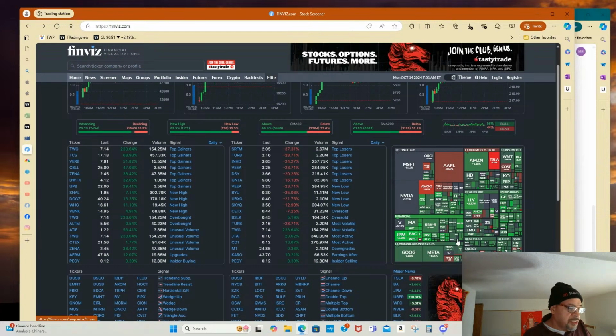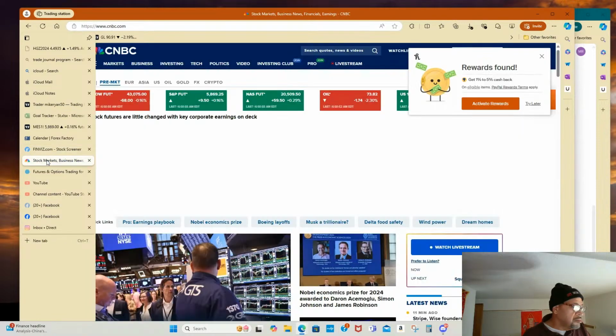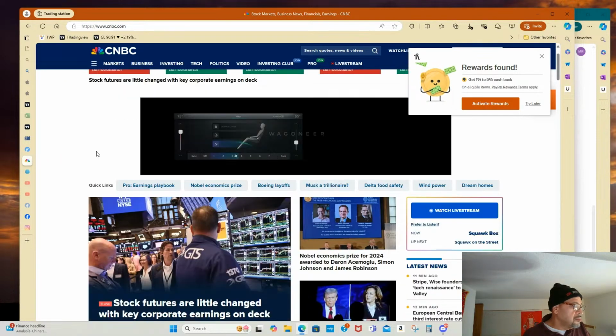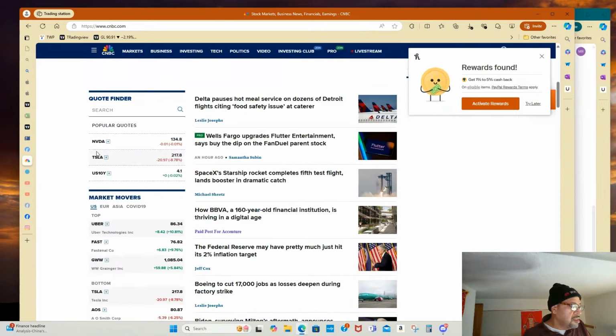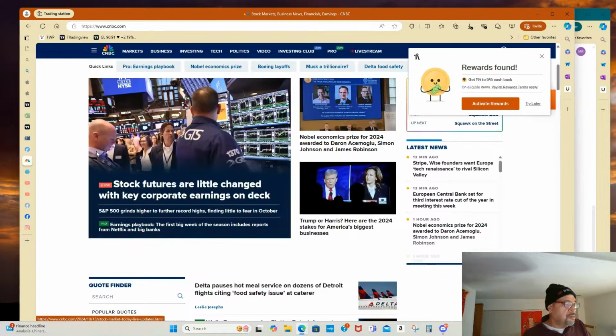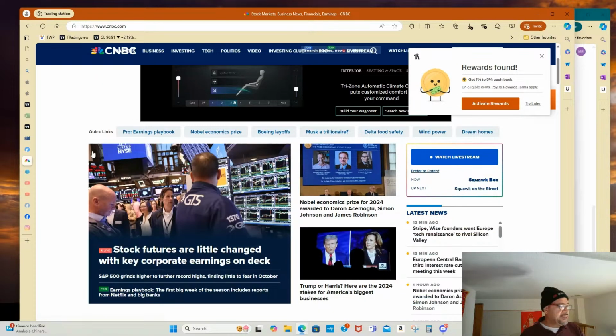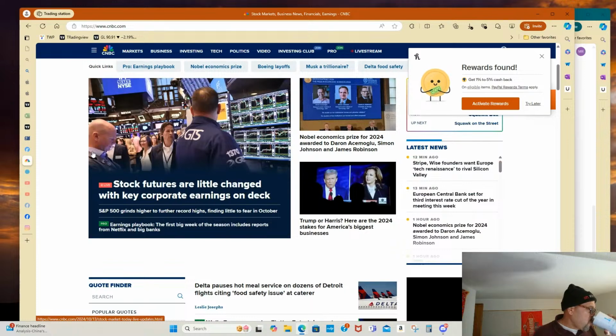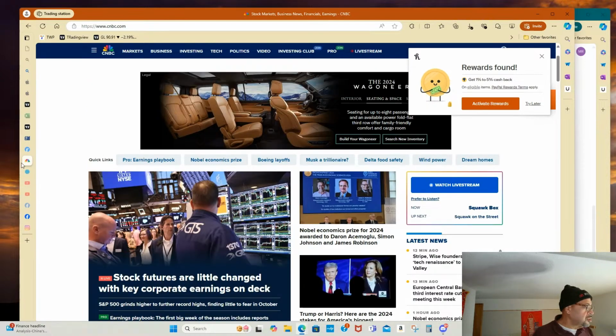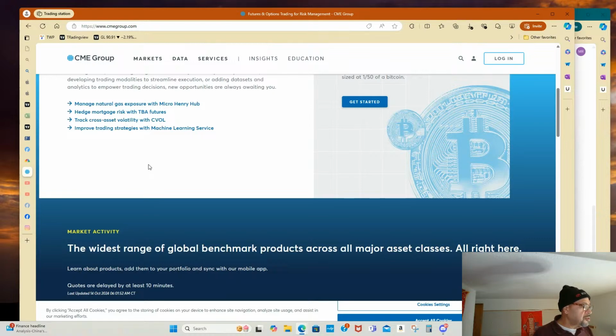FinViz. She's looking green, except for Apple and Tesla. Is that Costco? And just no big news that I can see. Stock futures are little changed, so I mean, we're just keeping on.